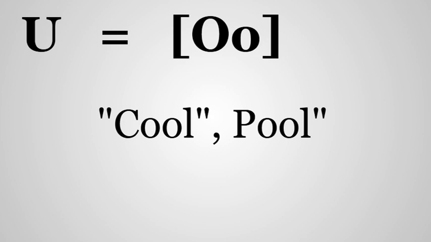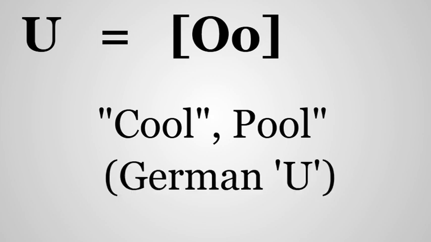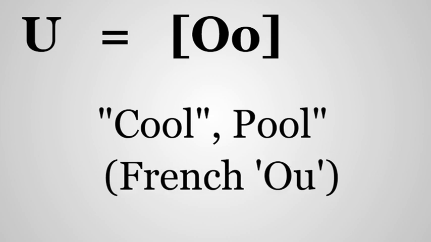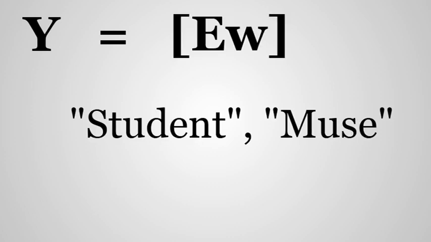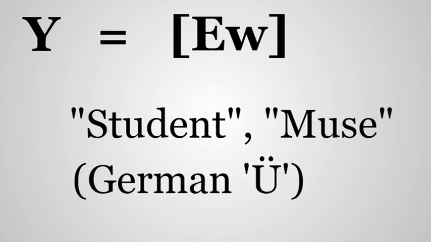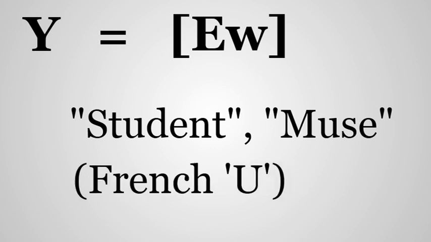This is similar to the double O in cool and pool. For those who know German, it's like the German U. For those who know French, it's like the French OU. Ooh. The Y sounds like oo. This sound doesn't exist in English, but the best approximation is probably the U in student and muse. For those who know German, it's like the U umlaut. For those who know French, it's like the French U. Oo. There are 3 more vowels in the Danish alphabet.